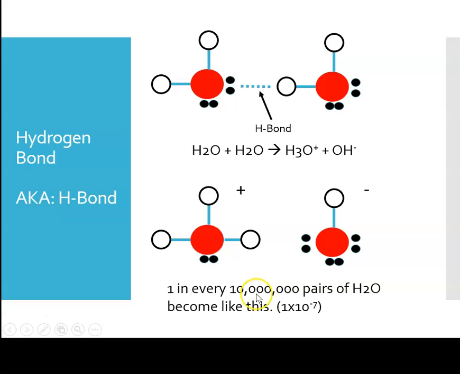This happens in just pure water. This happens 1 in every 10 million pairs of water molecules. It's as if we were to go to Las Vegas and figure out how to bet or buy a lottery ticket. This happens 1 in every 10 million, and therefore this is the scientific notation of what we have: 1 times 10 to the negative 7.